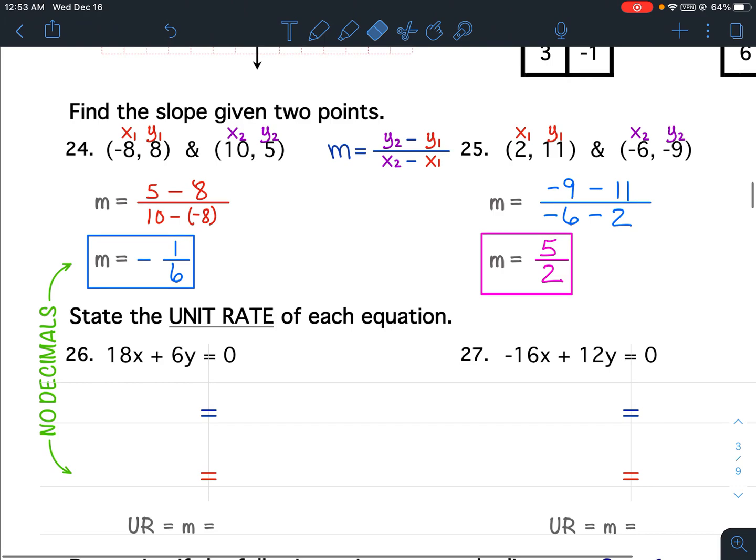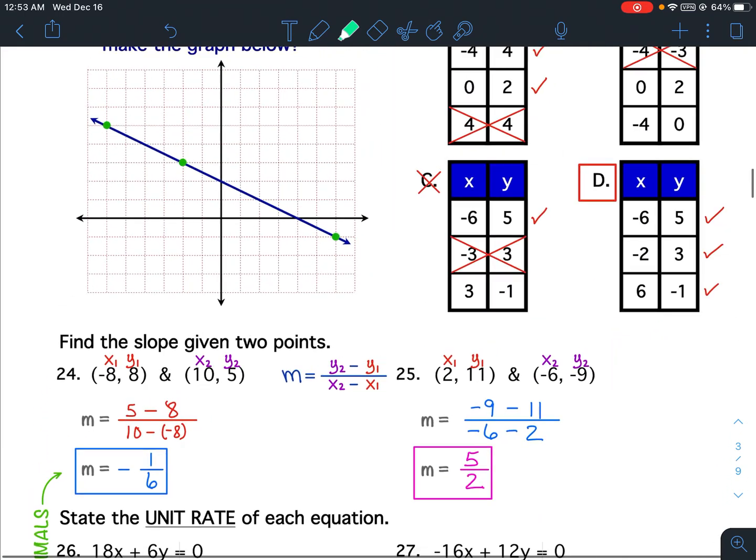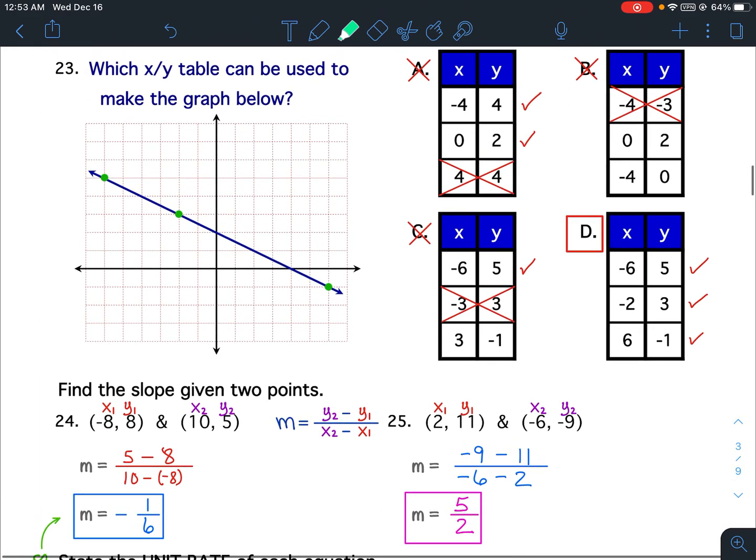So, again, y2 minus y1 over x2 minus x1. Did you get that written down? And then you just put the numbers into the formula, put it in your calculator, and solve. Again, no decimals for these slopes. All right, if you have any questions on 23 through 25, please let me know.